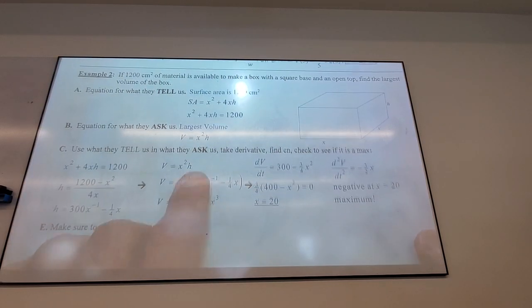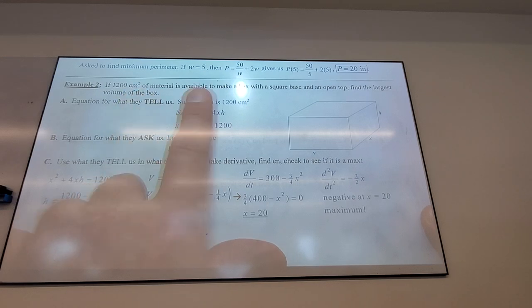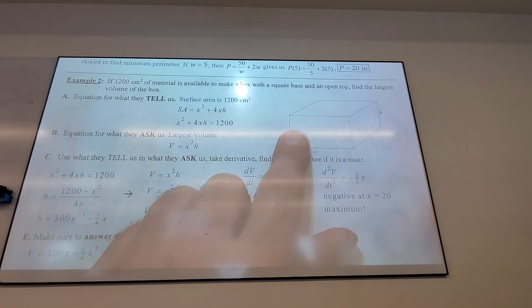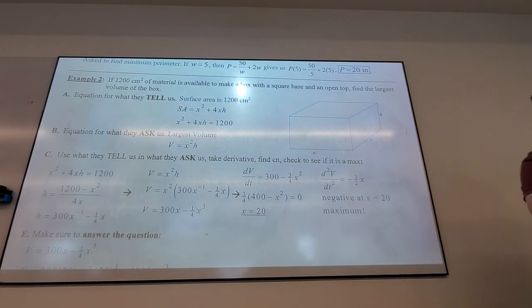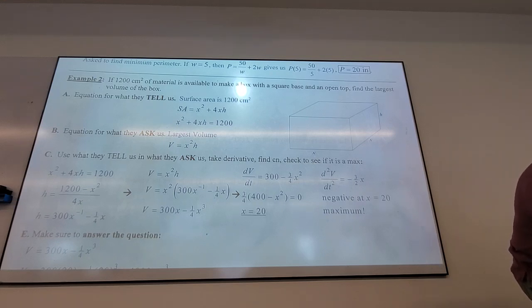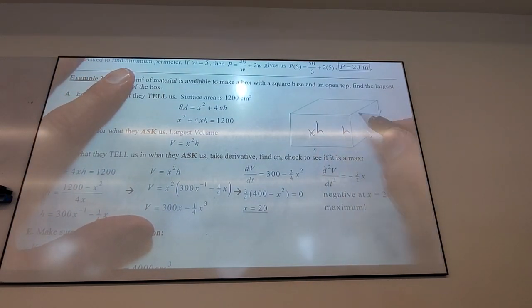Now, something like this, I have 1,200 square centimeters of material. And be really careful about this open top. Can somebody tell me what the area is of the front face, the one that's facing us? This one is facing me as x times h, right? And how many of those do I have? 4.